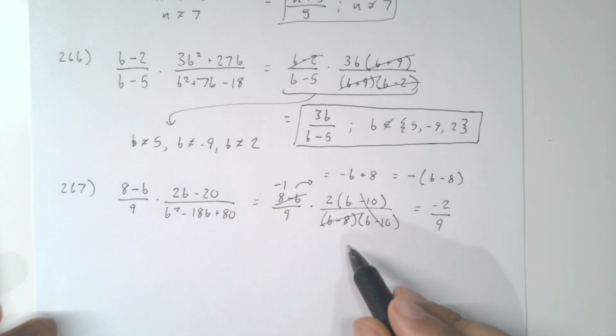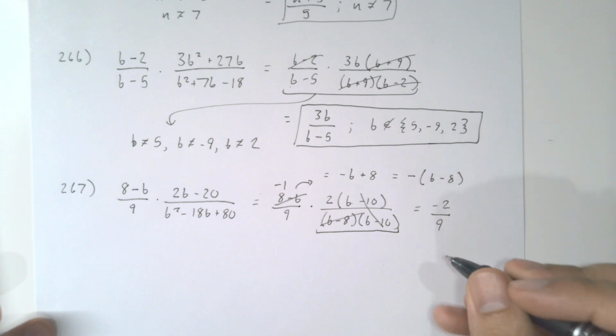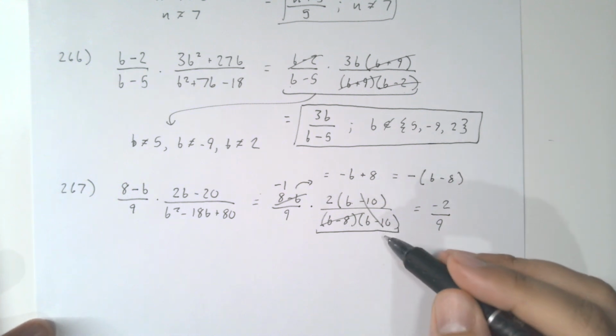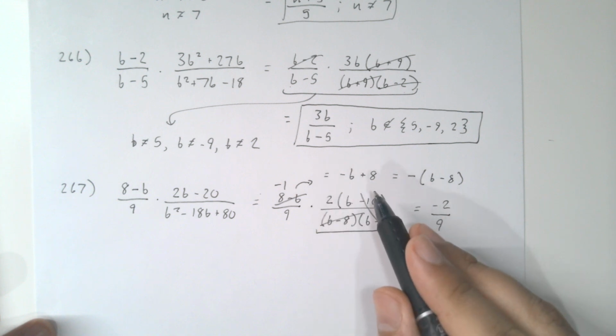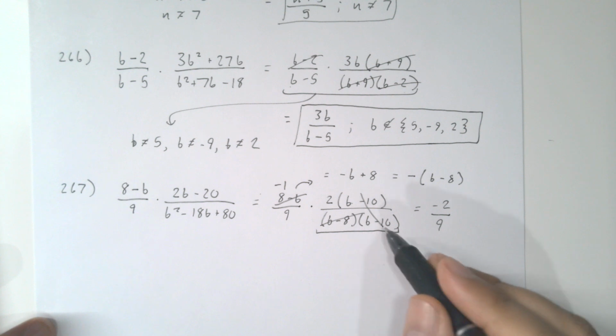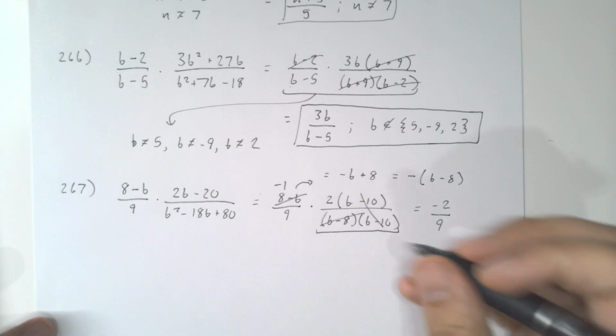And now we just need to state our excluded values. So we only care about the values that would make us divide by 0. So that's why we never worry about anything in the numerator. It doesn't matter what numbers we plug in for the top. It's the numbers in the bottom that we care about because we don't want to divide by 0.